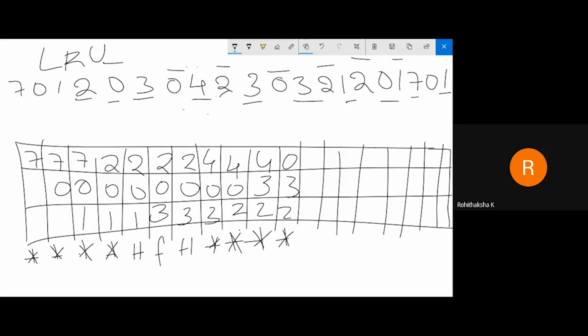Okay, next one is 3. 3 is there, so 0 3 2, it is a page hit. Next one is 2. 2 is also there. So I'll say 0 3 2 and mark it as a page hit.